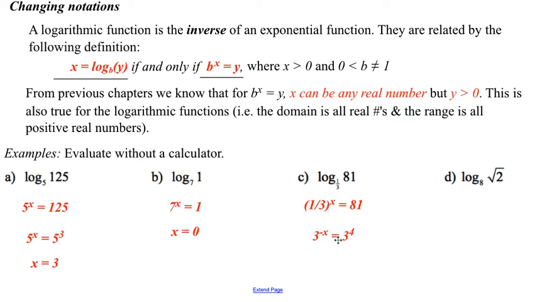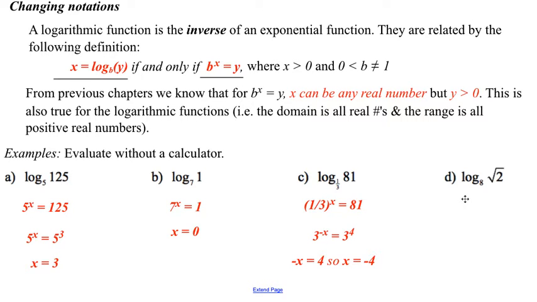If you don't know these powers of your very small numbers, 2, 3, 4, make sure you get familiar with those and recognize that 3 to the fourth power is 81, or you're going to struggle with these a little bit. Once we have our bases equal, we can set the exponents equal. So negative x is 4, so x must be negative 4.